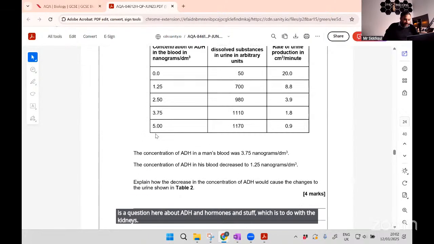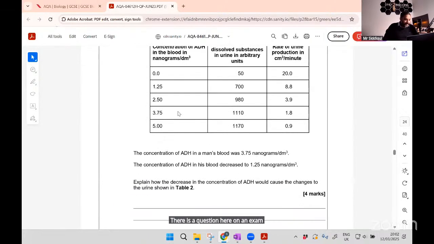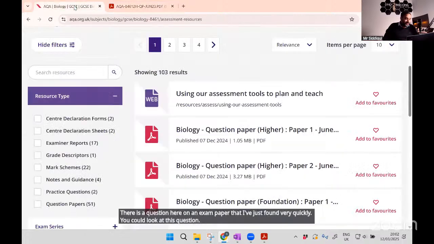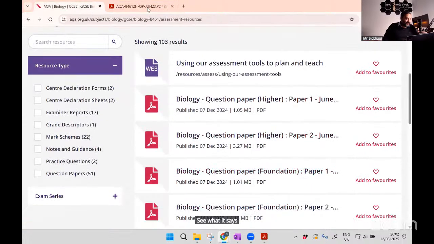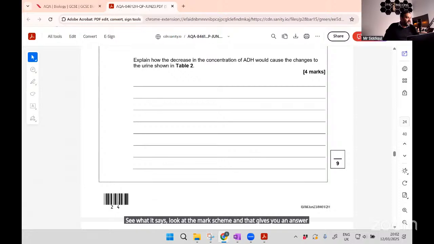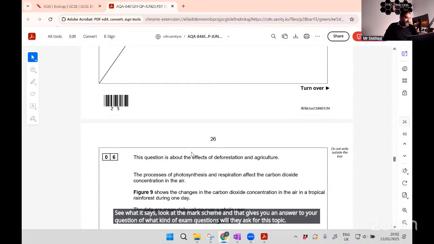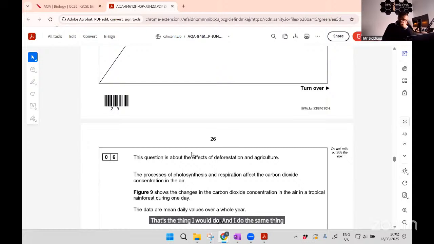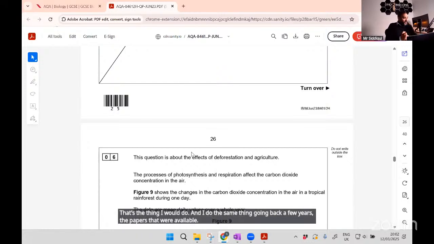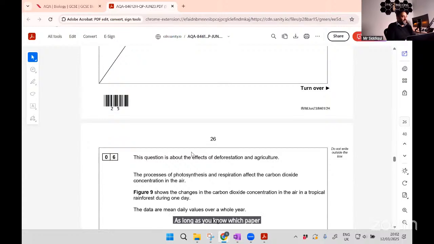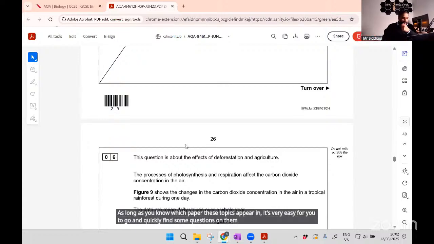There is a question here on an exam paper that I've just found very quickly. You could look at this question, see what it says, look at the mark scheme, and that gives you an answer to your question of what kind of exam questions they would ask for this topic. That's the thing I would do. And they do the same thing going back a few years, the papers that are available. As long as you know which paper these topics appear in, it's very easy for you to quickly find some questions on them because you just navigate to the correct place.